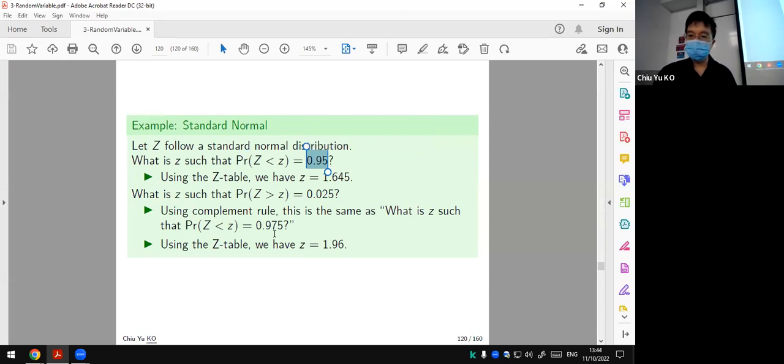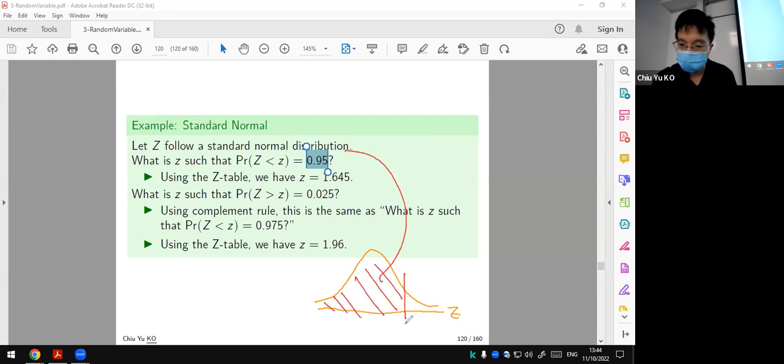Let's draw it, because I keep drawing this graph. I hope after many years of drawing I can improve, but you can tell it's still a kindergarten thing. What I want here is this area to be 0.95. This is Z. I want to figure out what this number is.